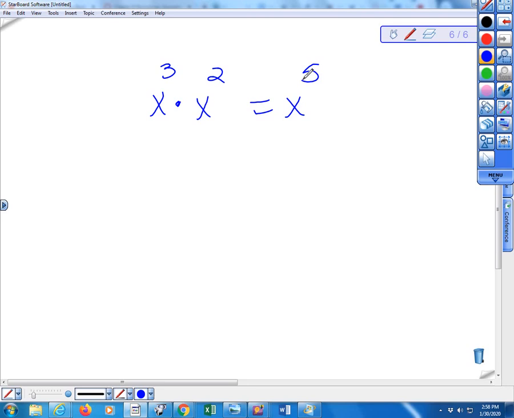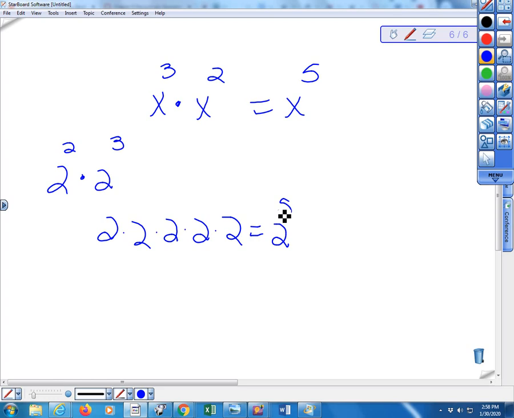So if I had 2 squared multiplied by 2 cubed, to break it out, this would be 2 times 2. That's 2 squared, right? And then 2 cubed is just 2 times 2 times 2. So I have 2 to the 5th power, which is 2 plus 3.